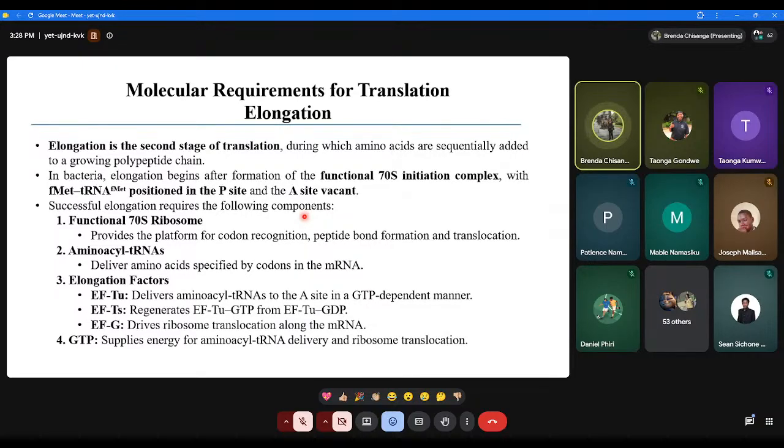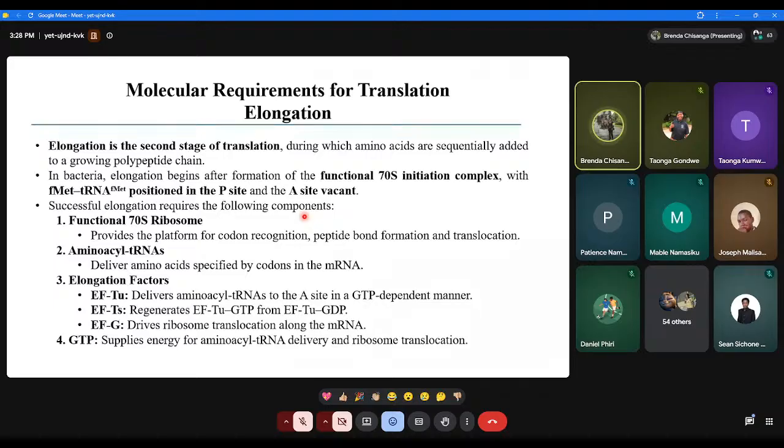In bacteria, this process first of all has to begin with a functional 70S initiation complex. And at this point, we understand what a functional 70S ribosomal initiation complex is, okay? And also, we understand that for this 70S ribosome to be functional, the A site must be free to receive a new tRNA that can read the codon in that position.